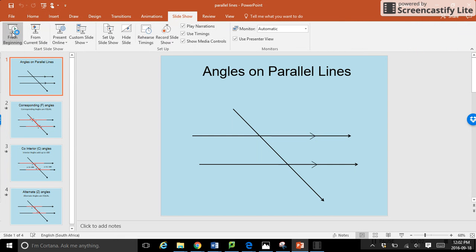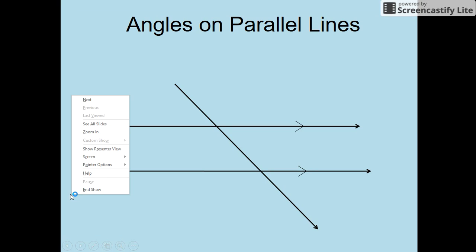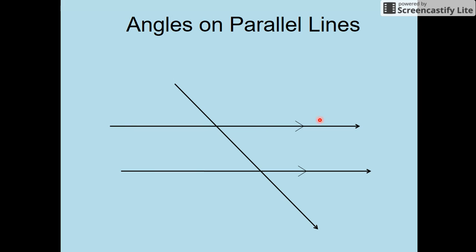Okay, so now we're looking today at angles on parallel lines. Let me just get my pointer. Sorry. Okay, so your parallel lines are these. Now you can tell they're parallel because they've got this little arrow on them. It means that they're never going to meet. They're always going to be the same distance apart. And then you get this line here that crosses them, which is your transversal, and it creates angles.